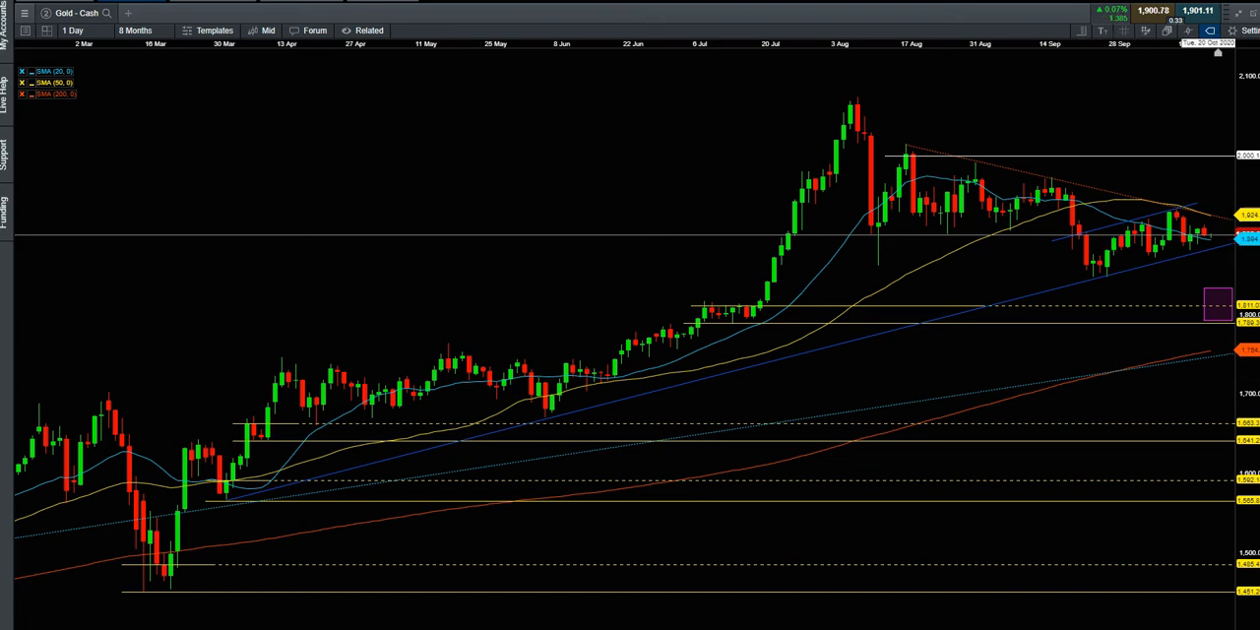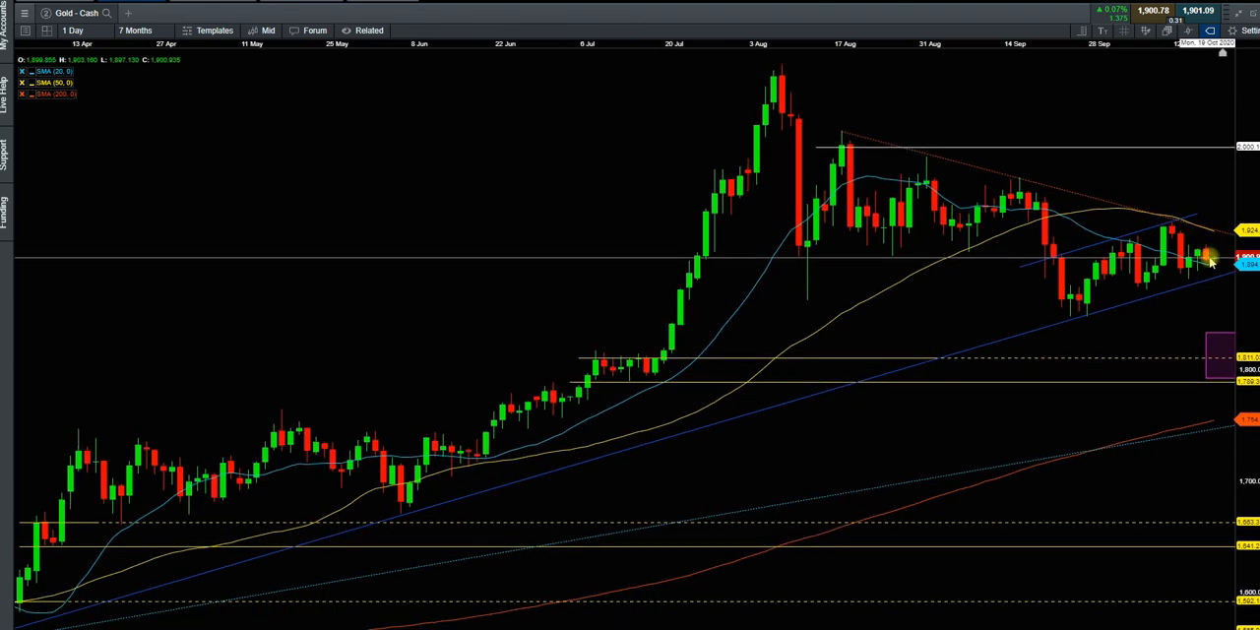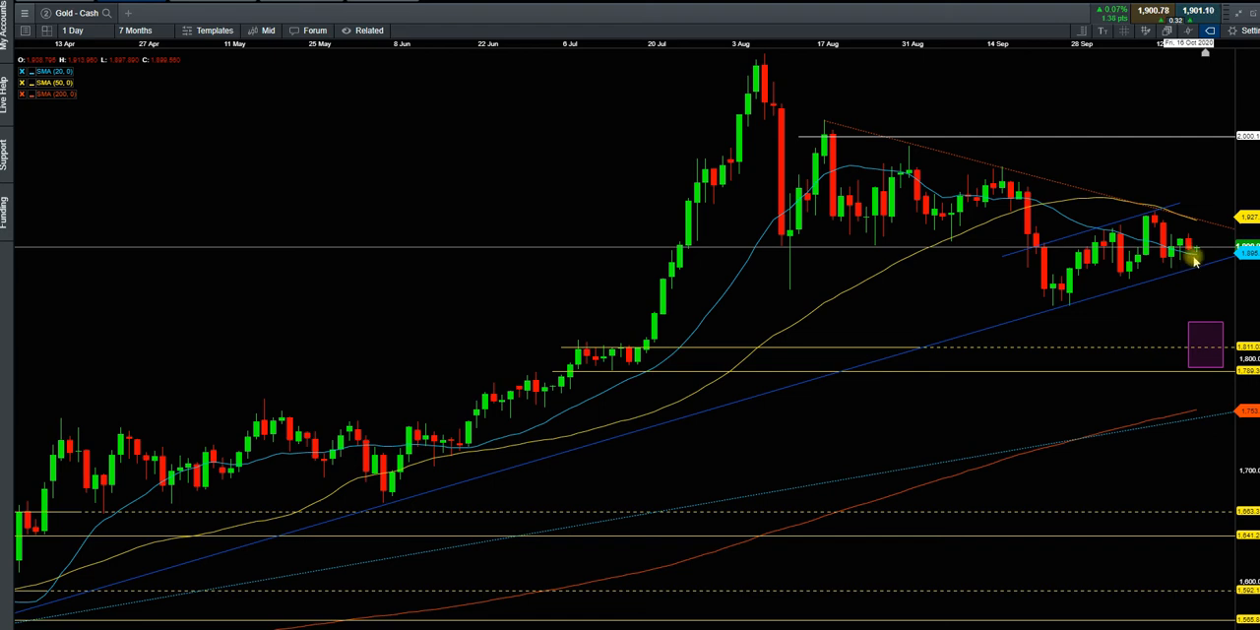So there are two ways for me to trade it. One is closing above this trend line, that gives me the confirmation for a bullish signal. Another one is just waiting for price to come down, breaking down this trend line, and I'm going to get a sell signal all the way back to 1811.